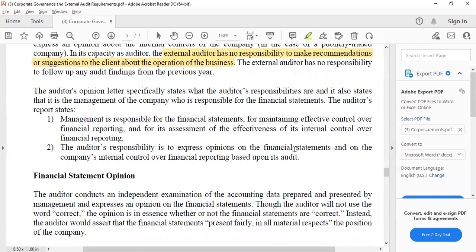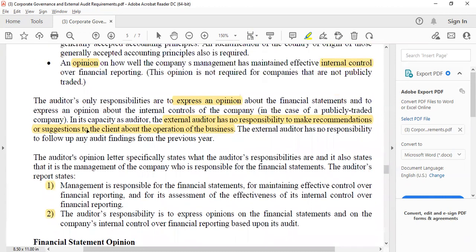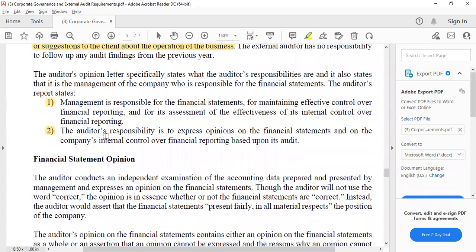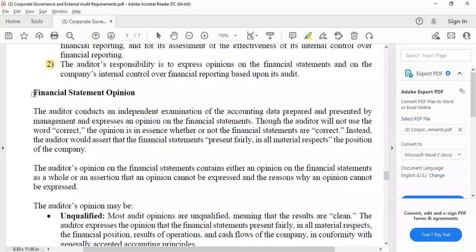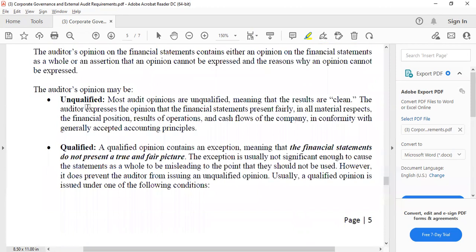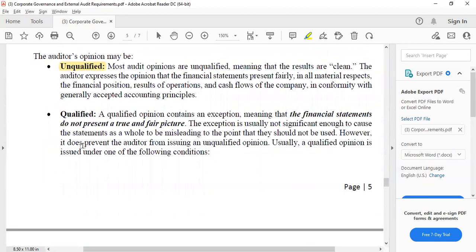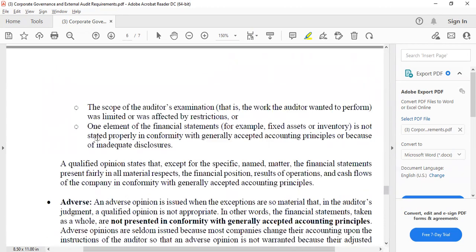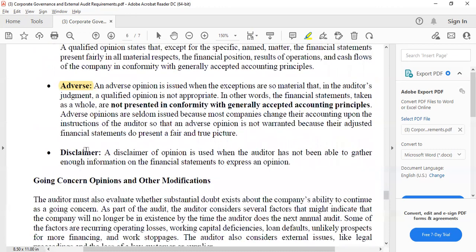Okay, so you can read this. These two items are just explanations of these two opinions. So first, the financial statement opinion. What could be the opinion of the auditor? So the auditor's opinion may be unqualified, qualified, adverse, or a disclaimer of opinion.